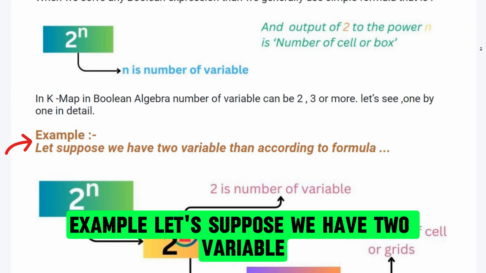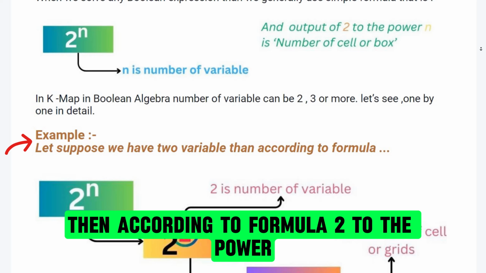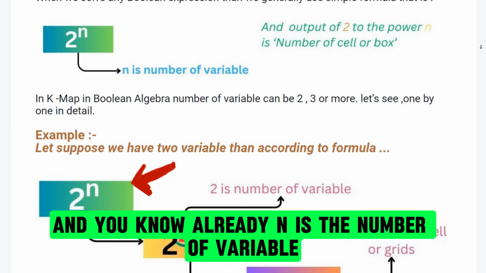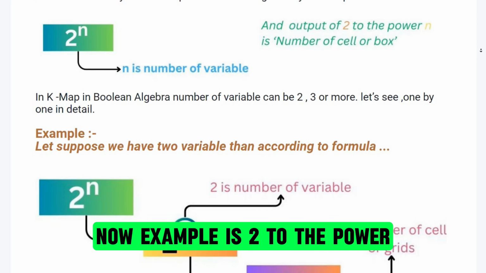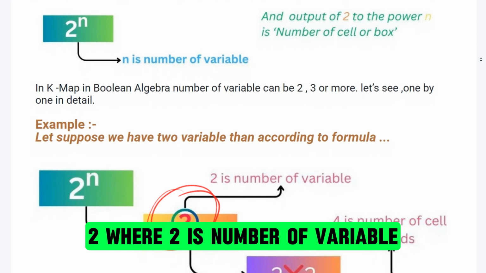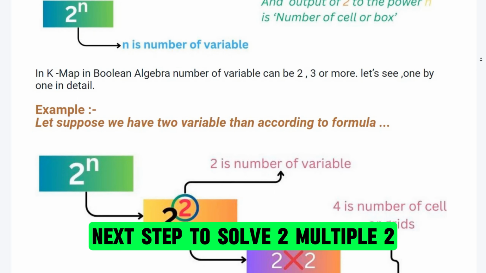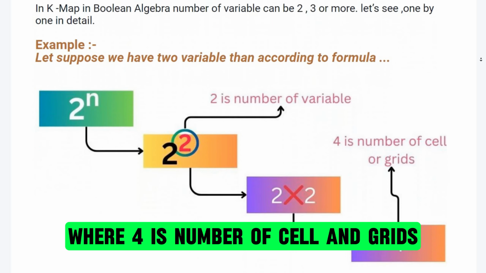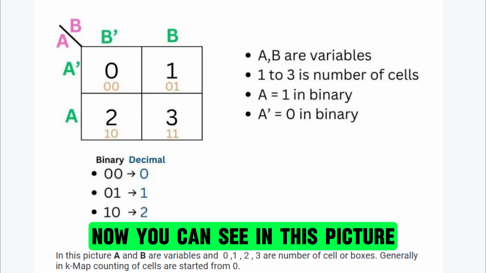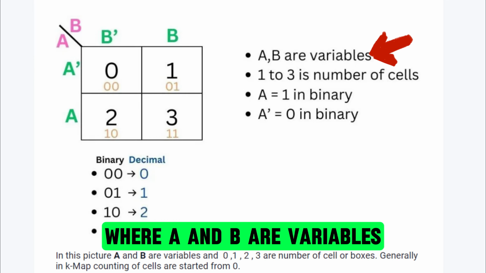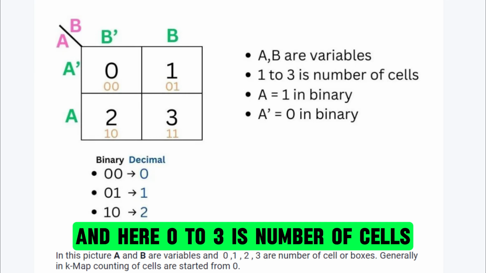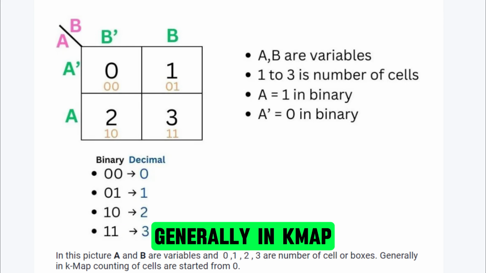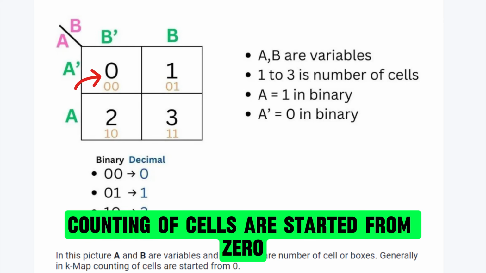Example. Let's suppose we have 2 variables, then according to the formula 2 to the power n, you know already n is the number of variables. Now the example is 2 to the power 2, where 2 is the number of variables. Next step, solve 2 multiplied by 2, that will be 4, where 4 is the number of cells and grids. Now you can see in this picture, where A and B are variables, and here 0 to 3 is the number of cells. Generally in K-map, counting of cells starts from 0.